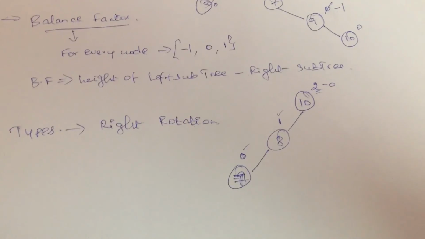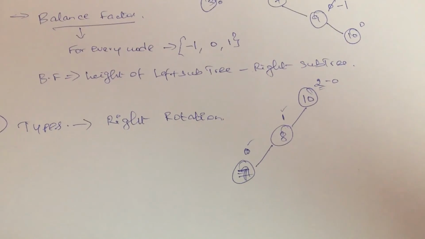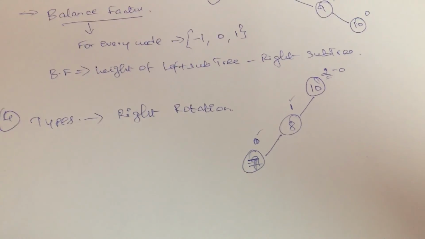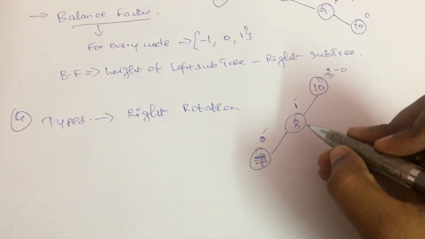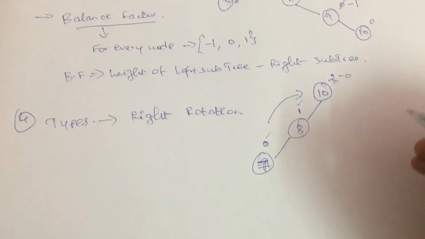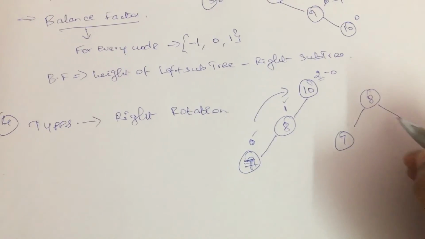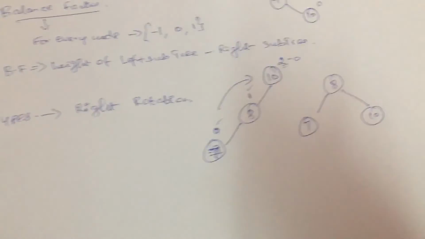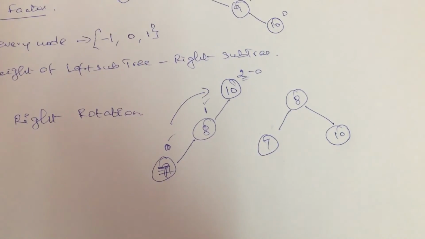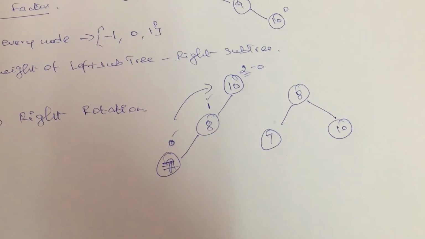Here we are going to perform a right rotation so that it looks like a binary search tree. Also it should be in a balanced way. Now how can I rotate this one? So I'm going to tilt it one step towards the right, so it becomes 8, which has a left node as 7 and which has a right node as 10.